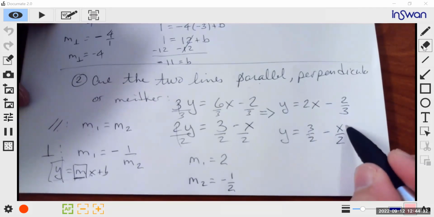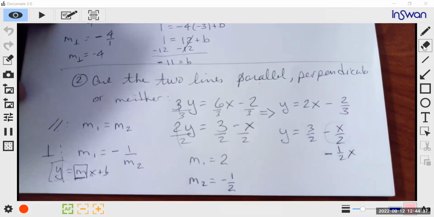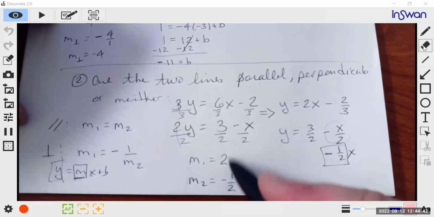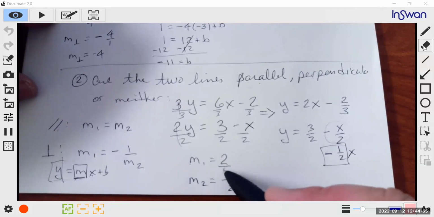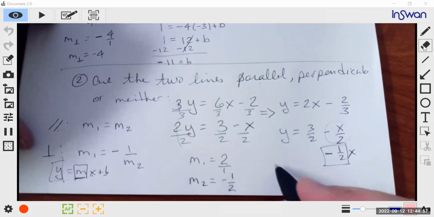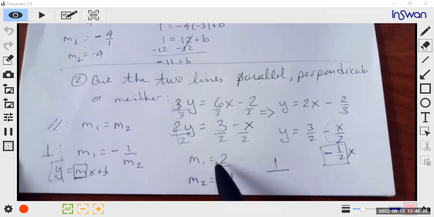Because there's the x. Remember that the negative is there, I can now take the 1 over 2 x. So there's your slope. What do we notice about these two slopes? They're opposites. They have different signs. Are they flips of each other? 2 over 1, 1 over 2. They're perpendicular. Yes, at first, are the signs different? Yes. And then are they just flips of each other?